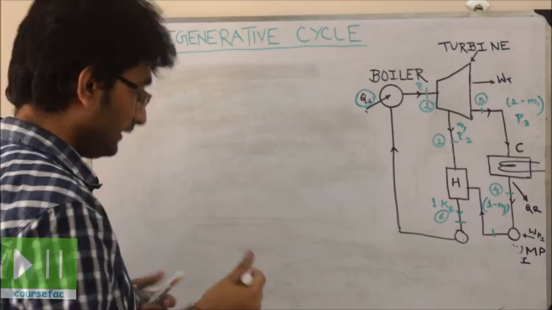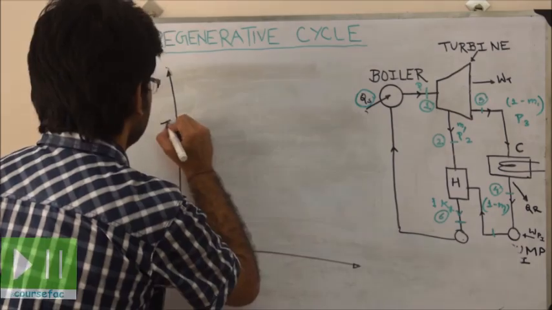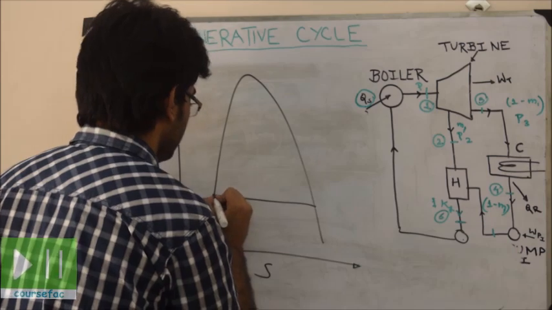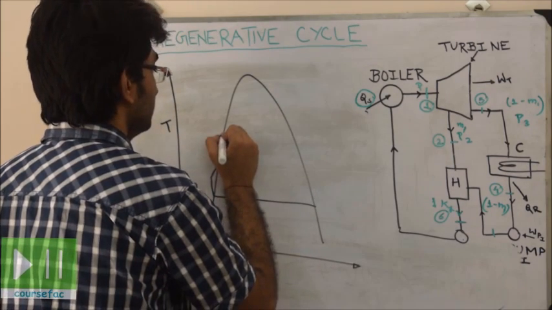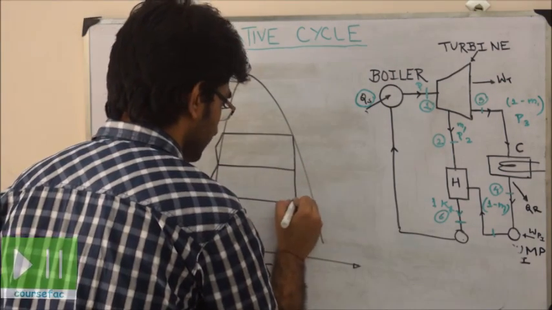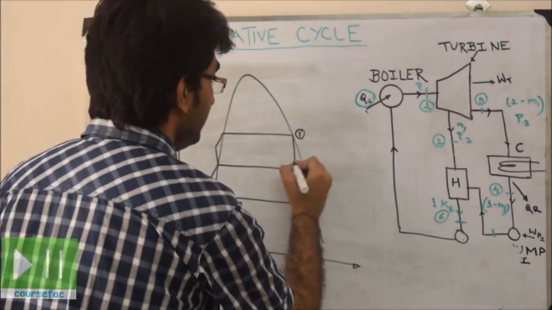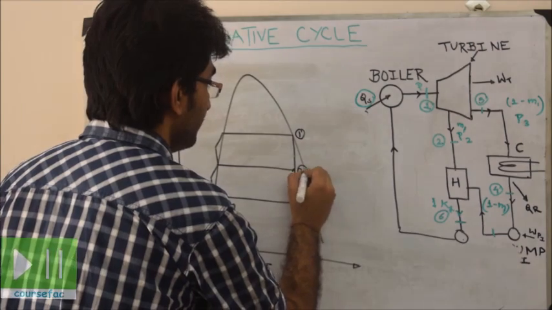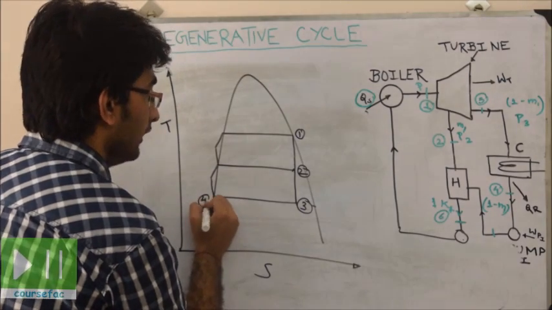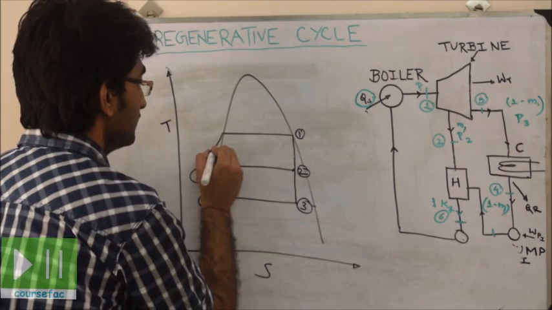Now let us understand a very important point through the TS diagram. This is point 1, that is inlet to the turbine. This is point 2 at a pressure of P2. This is point 3. This is point 4, that is outlet to the condenser. This is point 5 after pumping. Point 6 and this is point 7.